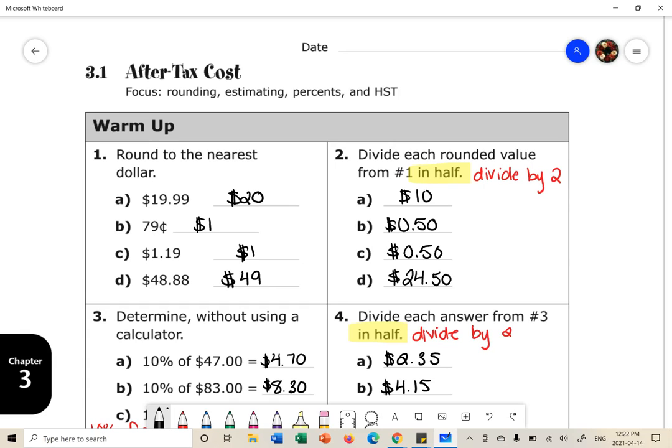Lesson 3.1, After Tax Cost. The warm-up you are to complete independently before listening to this lesson. You may pause the video now and reference my answers here, or you may double check your answers with my answer key that's posted online.